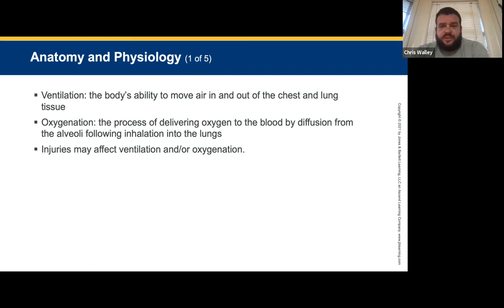So here, ventilation is the body's ability to move air in and out of the chest and lung tissues. Oxygenation is the process of delivering oxygen to blood by diffusion from the alveoli following inhalation. Injuries that affect patients' ventilation or oxygenation are serious and may be life-threatening. The chest, or thoracic cage, up here in the top part of your chest area, extends from the lower end of the neck to the diaphragm. Remember what keeps the diaphragm alive? Y'all can write that in the notes if y'all remember that from the lecture of the night.